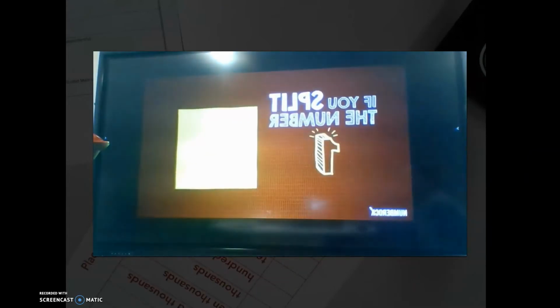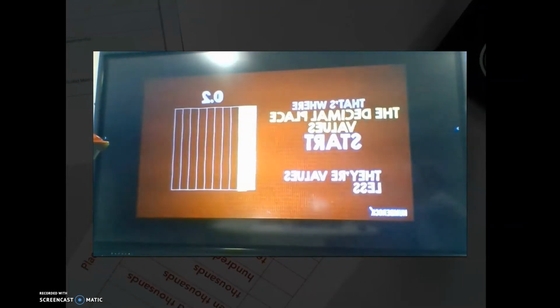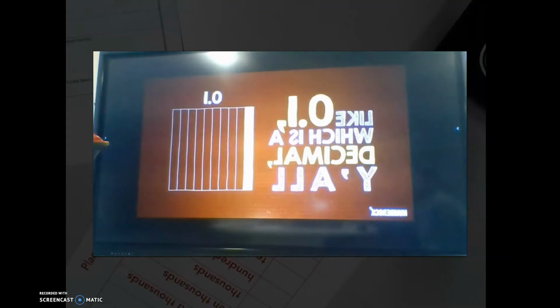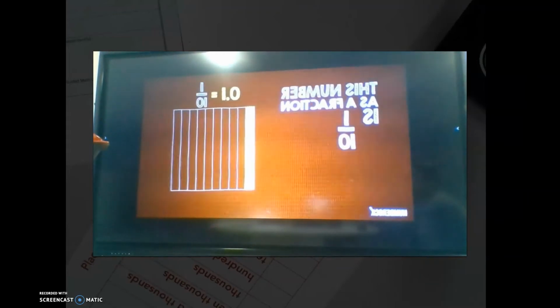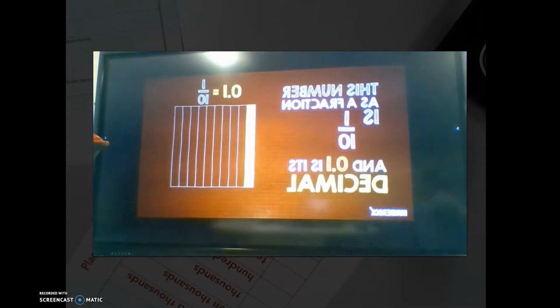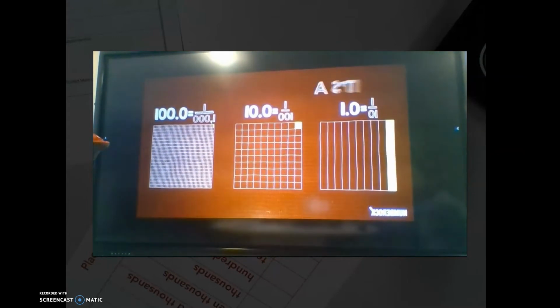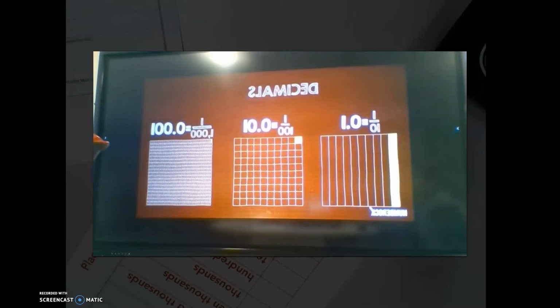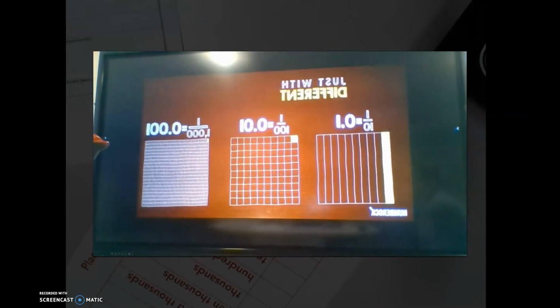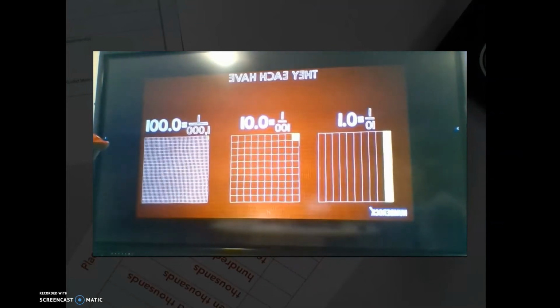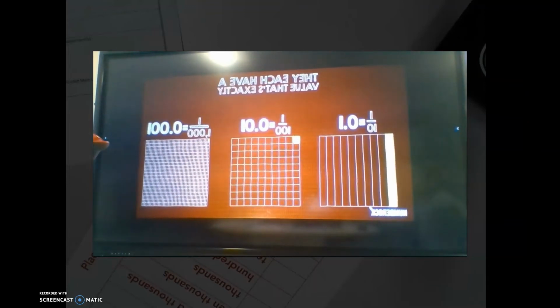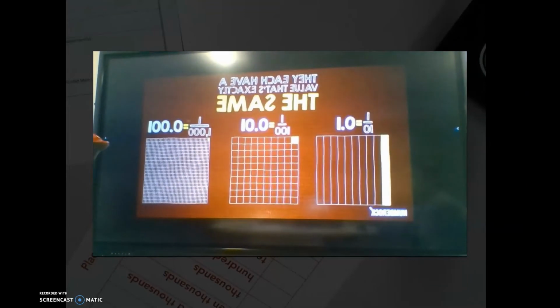If you split the number 1 into 10 parts, that's where the decimal place values start. The values are quite small, like 0.1, which is a decimal, y'all. This number as a fraction is 1 over 10, and 0.1 is its decimal equivalent. Fractions over 10, 100, 1,000, and more are all decimal numbers. It's a phenomenon. Decimals are fractions, just with different names. They each have a value that's exactly the same.